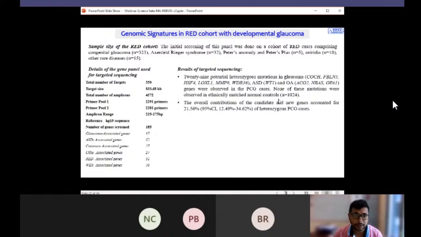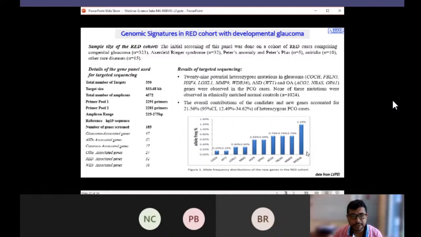None of these mutations are observed in ethnically matched normal controls. The overall contribution of the candidate new genes accounted for 21.56% of heterozygous PCG cases. So this is basically the allele frequency distribution of the new genes in the RED cohort. This data is obtained from LV Prasad Eye Institute, whom we are collaborating with.